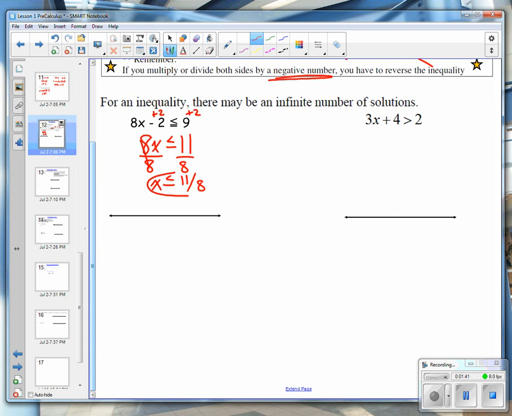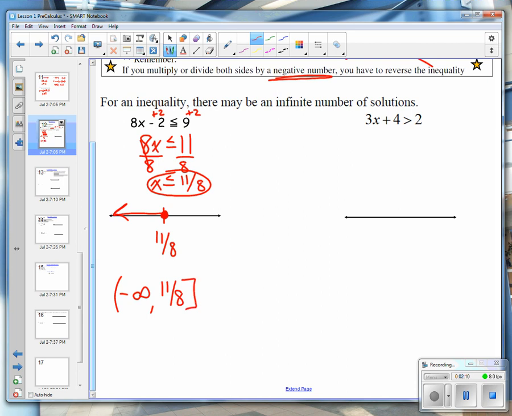So this is important. This is part of our solution. But what we want to do is represent this in a couple of different ways. So first of all, on a number line, which we just practiced in that last lesson, if I've got 11 over 8, I know that x is less than or equal to that. Because it can be equal to, I've got my closed circle, and less than would go in that direction. And then we can represent that with our open bracket, negative infinity up to 11 over 8 with our closed bracket.